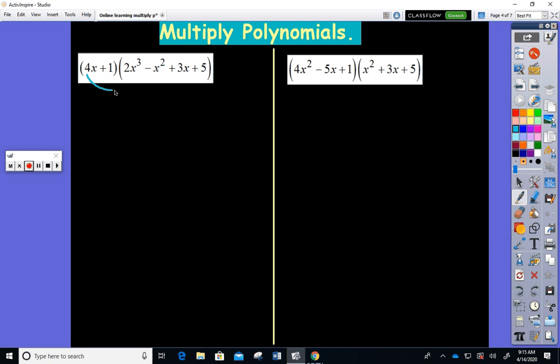So first times first is 8x to the fourth. First times second is negative 4x cubed. First times third is plus 12x squared. First times fourth is plus 20x.